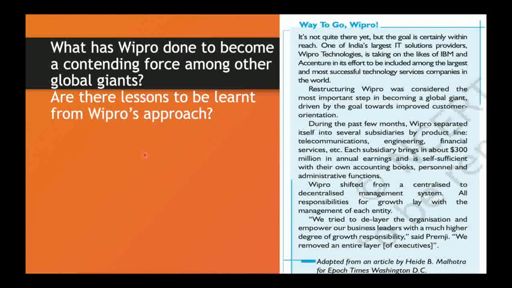So Wipro has organized itself in a manner that allowed customer orientation to dominate over other goals, and they have diversified on the basis of the product lines. It also has modified the relationship within the management hierarchy to suit the goal. If you read it here, you will understand it.